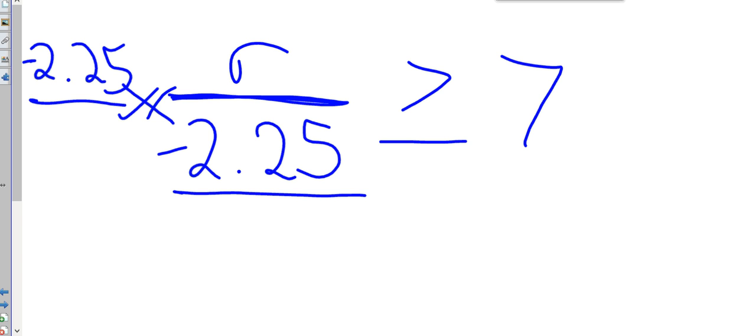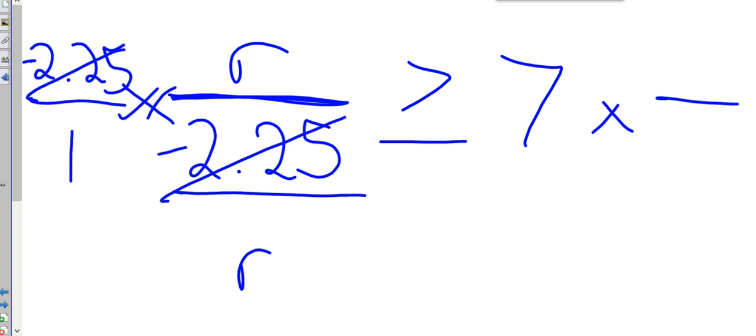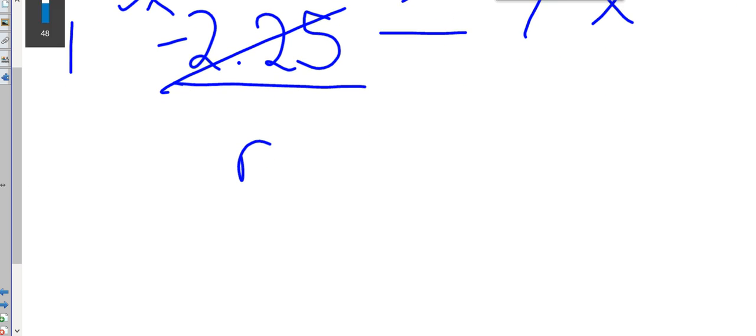So now we have negative 2.5 times that, and as we go to solve this, this is going to cancel out with this, and we're going to be left with r on this side. And then we're going to come to this side with this negative 2.25 over 1, which is in essence just negative 2.25. And so let's just see what happens if we don't flip the symbol. Let's see if our principle still holds true.